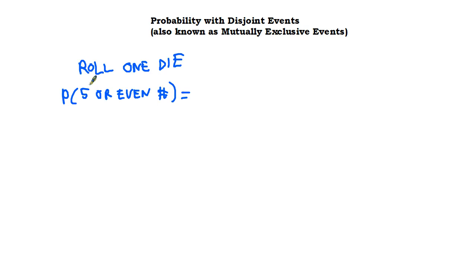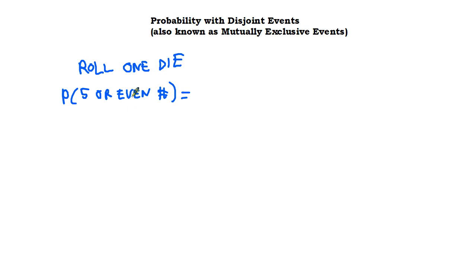If we want to calculate the probability of getting a 5 or an even number, I want to point out that a 5 is not an even number, and even numbers are not 5s. So what that means is that these are mutually exclusive. If you get a 5, you have not gotten an even number, and if you get an even number, you could not have gotten a 5.